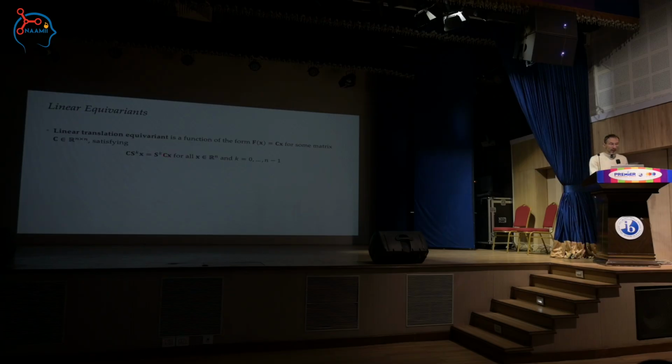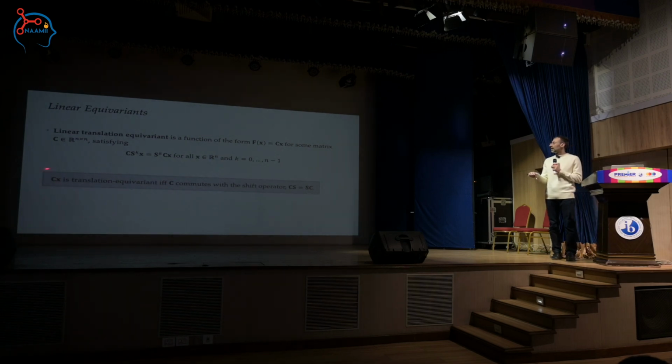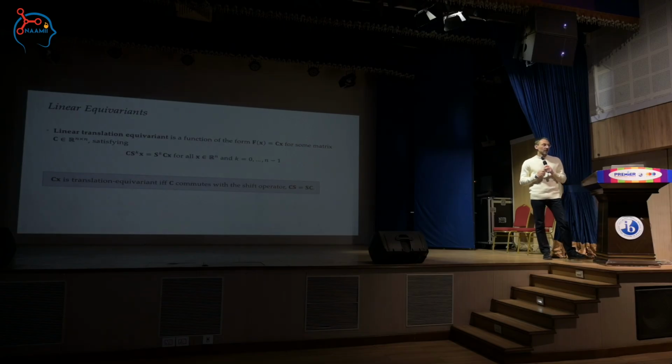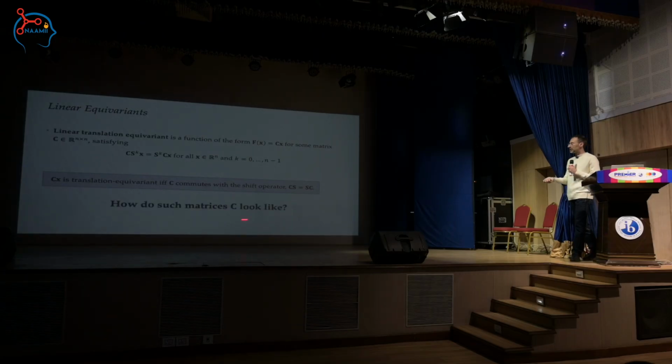For every x and for every k, and it is easy to show that C must satisfy the following property, right? It works in both directions. It commutes with the shift operation, right? So no matter if I first apply the linear equivariant C and then I shift, or I first shift and then apply the equivariant, right? So this is the commutativity property that is important. So the question is how these matrices C under this assumption look like, right? So what can we say about these matrices?